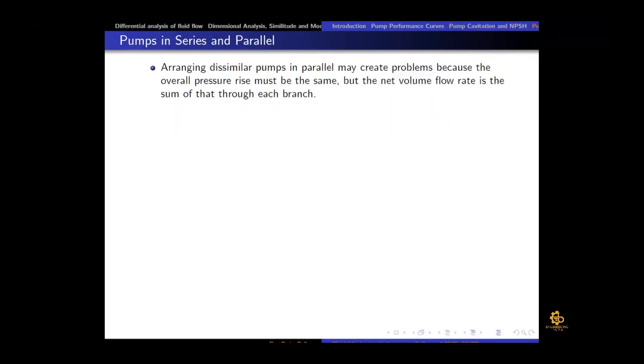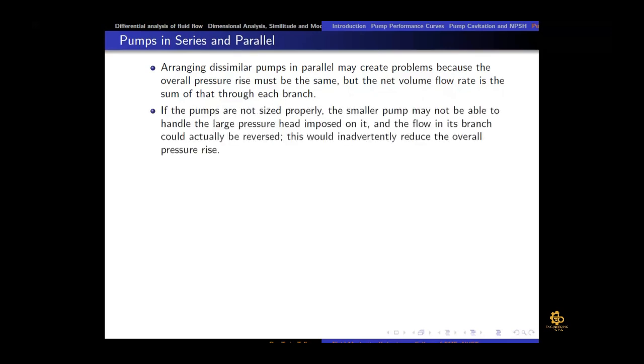Arranging dissimilar pumps in parallel may also create problems because the overall pressure rise must be the same, but the net volume flow rate is the sum of that through each branch. If the pumps are not sized properly, the smaller pump may not be able to handle the large pressure difference in volume rate, and the flow in its branch could be reverse flow, as I mentioned, that it can have a backflow. This could inadvertently reduce the overall pressure rise. In either case, the power supply to the smaller pump would be wasted.